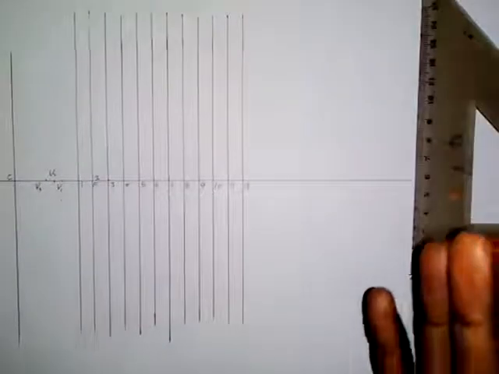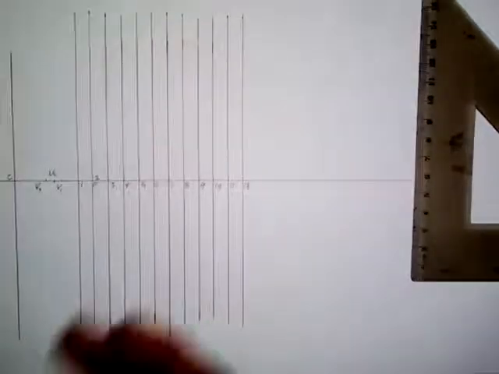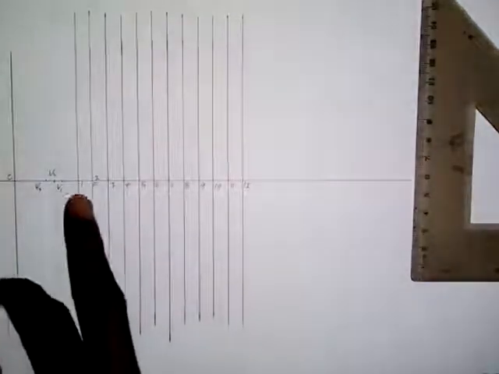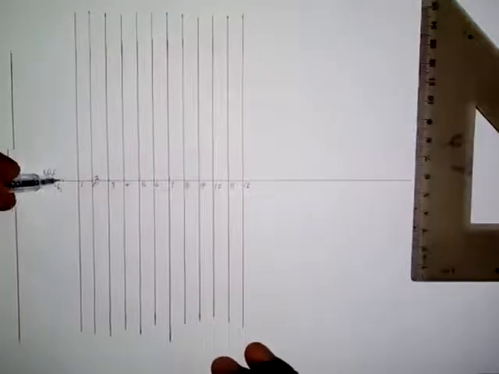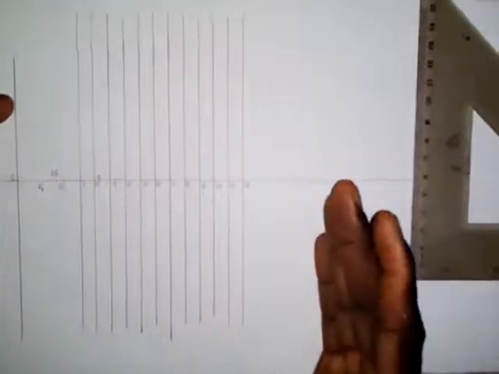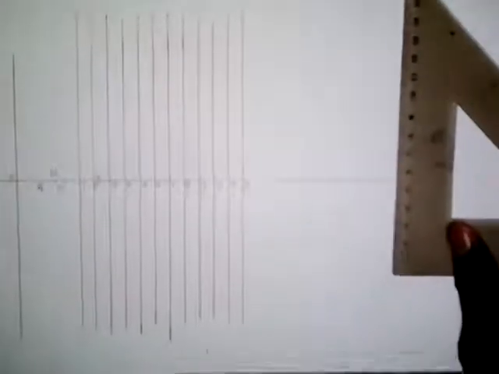All right, so I've drawn the vertical lines on each of the points and I've numbered them 1 to 12 from here to here. So this is the vertex for the ellipse. I want to draw the ellipse first, and the method we are using here is known as the locus method.